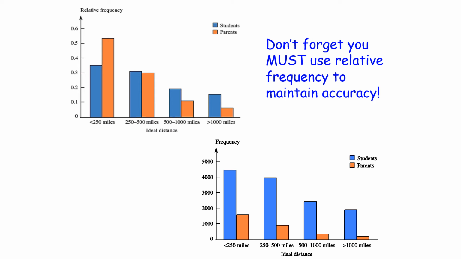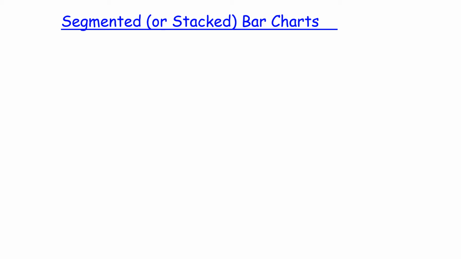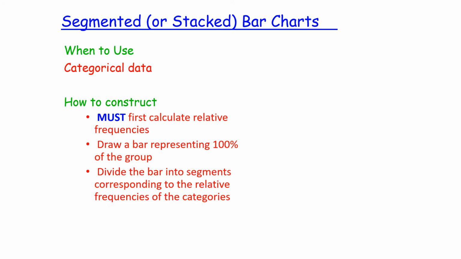Let's talk about segmented or stacked bar charts. When do we use these? We use them when we have categorical data. How do we construct them? Well, you must first calculate the relative frequencies. Then you draw a bar representing 100% of the group. Then you divide the bar into segments corresponding to the relative frequencies of the categories.